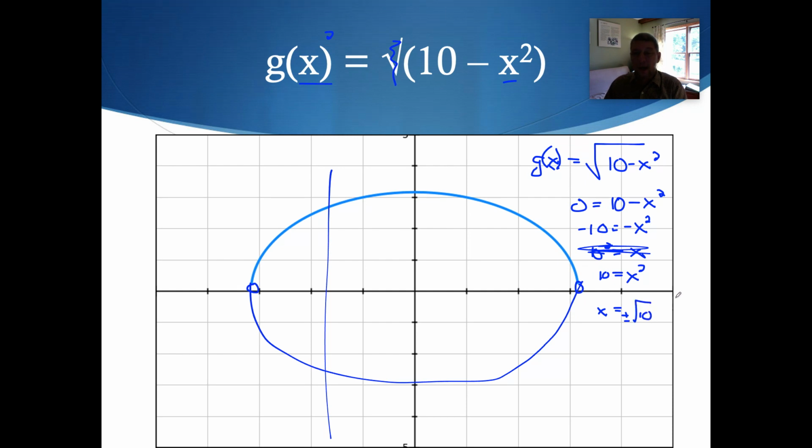Now, because there's two values of y for each value of x, that means it fails the vertical line test. But if you look at these two numbers, right here is positive the square root of 10. The square root of 10 is a little over 3. And here is minus the square root of 10, which is, again, negative 3 point something or other. So those are the 0 points here.